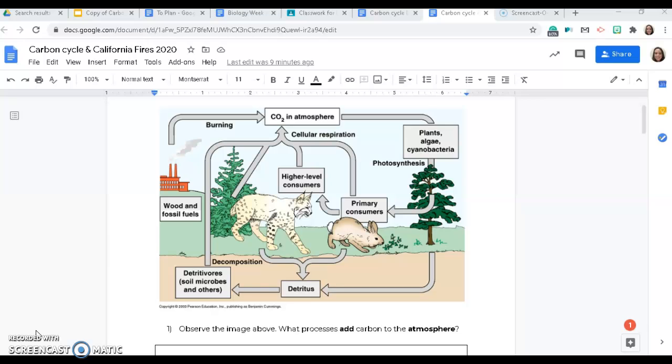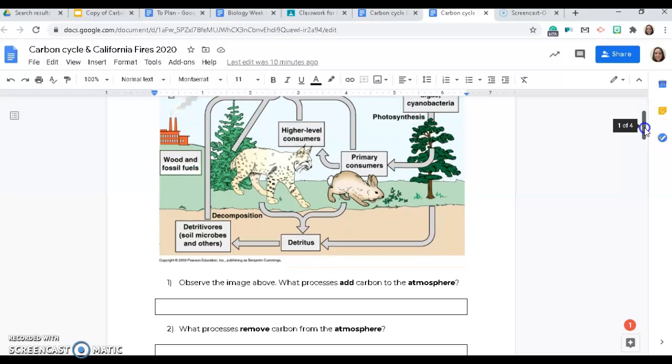So the first thing you're going to do is take a look at this diagram, and there are two questions about the diagram. First, what processes add carbon to the atmosphere? So we have our carbon here, our CO2, in the atmosphere. You're going to look at the labels on the arrows to list what could add carbon to the atmosphere and what removes carbon. So pay attention to the directions of the arrows. If they're pointing to the atmosphere, that means carbon is being added. If they're pointing away from the atmosphere, then that means carbon is being removed.